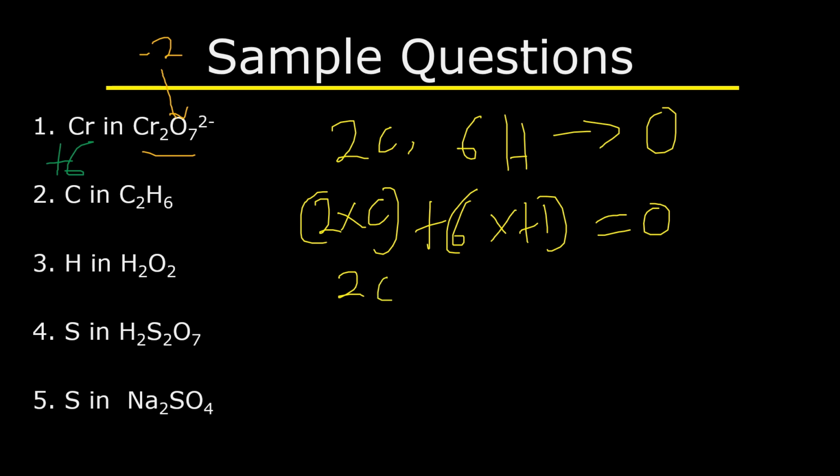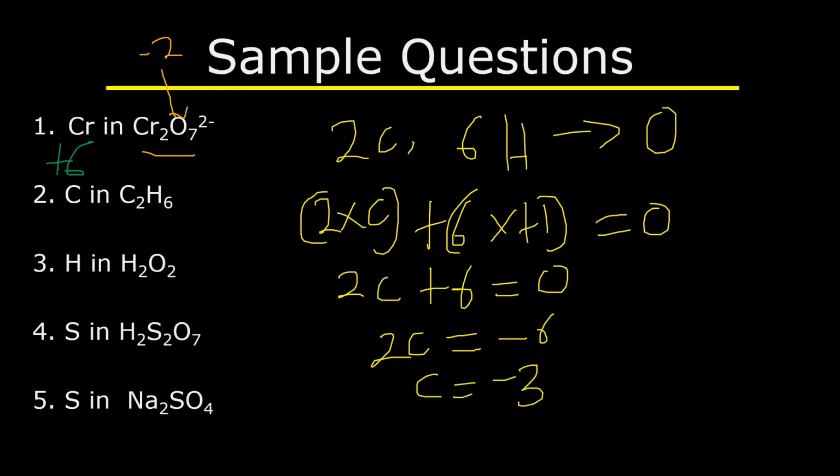So you're going to get 2C plus 6 equals 0, so 2C equals -6. So C equals -3, which is to be expected. That's normal. Just remember that carbon is a group 4 element, so it's normal for it to have a charge between -4 and +4. Okay, so in this case, our answer for number 2 will be -3.